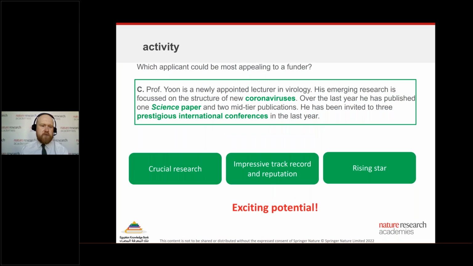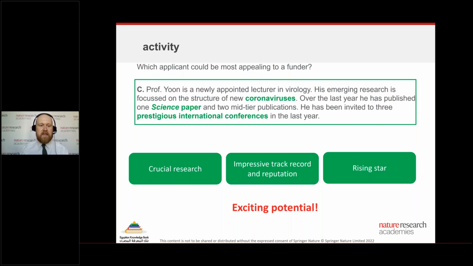So we had option C, which was Professor Yoon. Now I think Professor Yoon is the best, most appealing applicant. They work in a crucial area of research, coronavirus, very timely, very important and relevant to a wide population. And they've got an impressive track record. They've recently published a very high impact paper in Science.